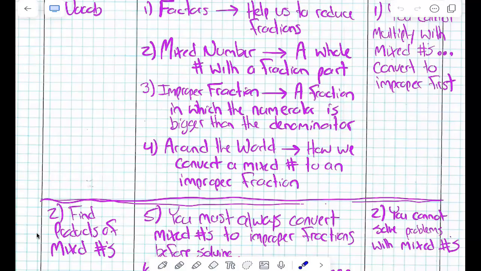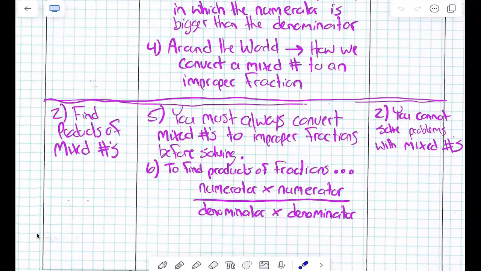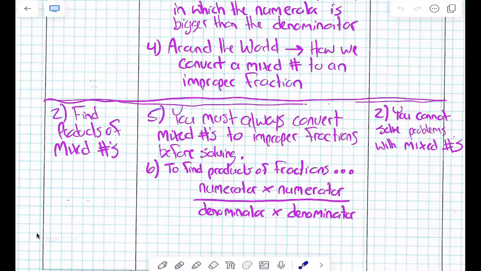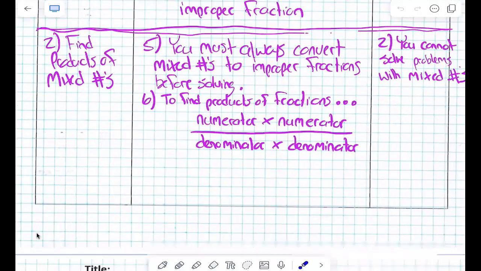All right, so improper fractions, numerator is bigger than the denominator. All right, number 5 says you must always convert mixed numbers to improper fractions before solving any type of math problem, okay? We're going to repeat this together on the count of 3. Together. 1, 2, 3. You must always convert mixed numbers to improper fractions before solving. That wasn't very good, but you must always convert mixed numbers to improper fractions before solving. Together means all of you together.